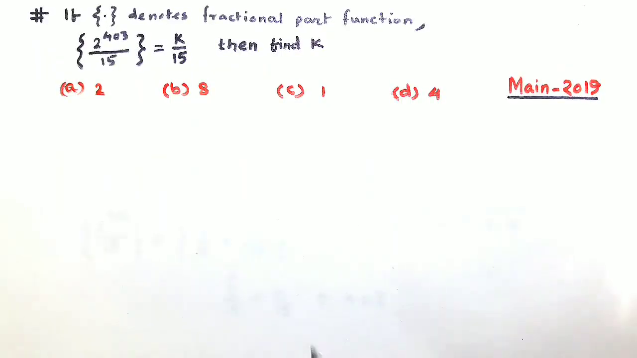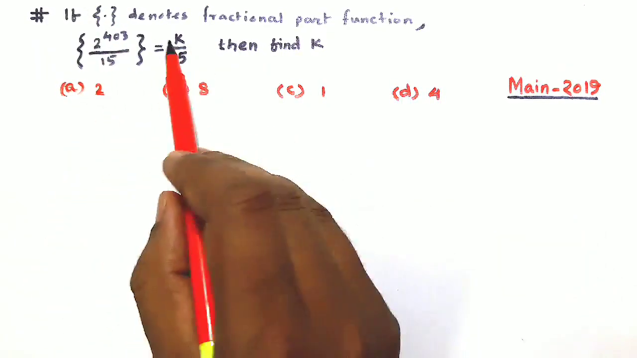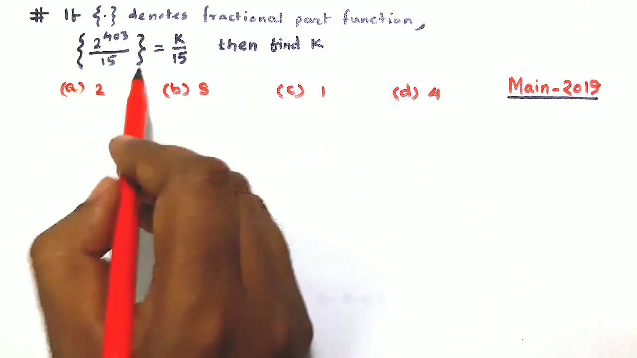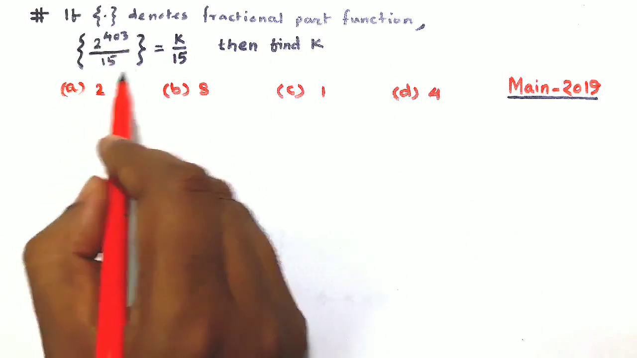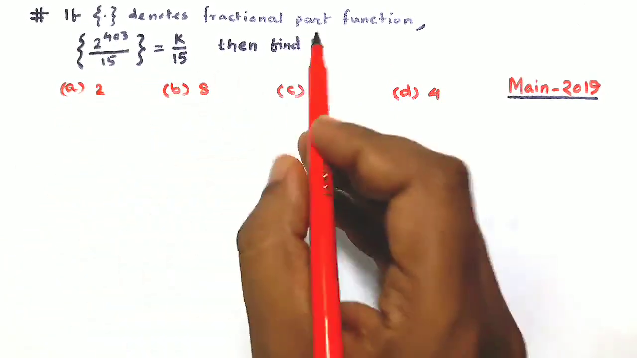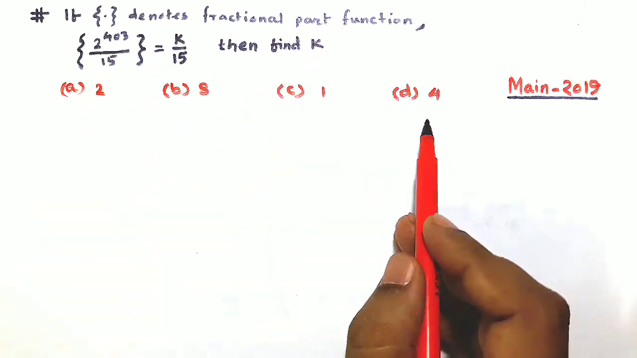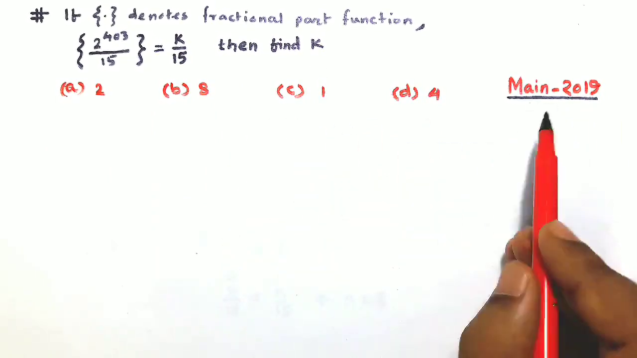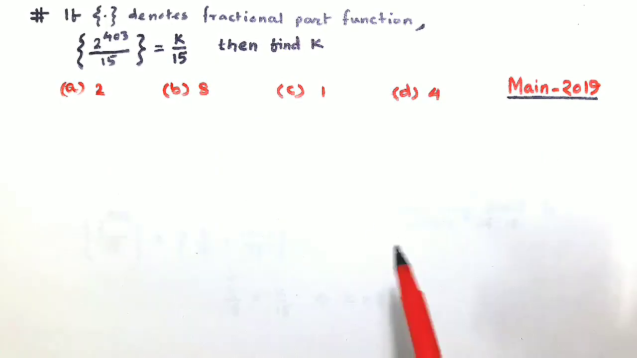Our last question: if curly bracket denotes the fractional part function, fractional part of 2 to the power 403 divided by 15 is equal to k by 15, then find k. 4 options are given, choose the correct option. This is taken from Main 2019. This is one of the most important questions.